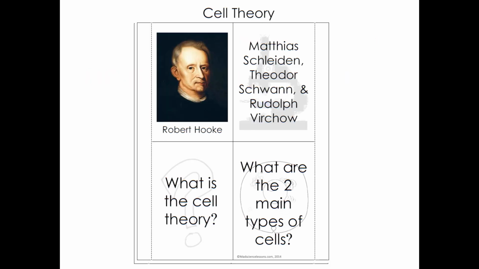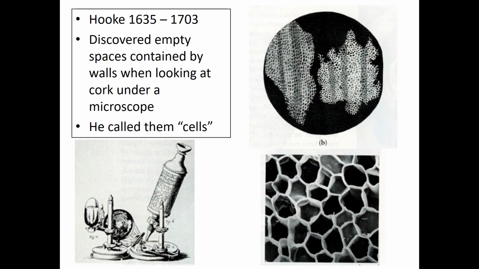So let's start going over the cell theory. This guy here in this picture, his name is Robert Hooke. Hooke lived from 1635 to 1703, and he's the one that first invented the microscope. He looked at a piece of cork under his microscope, which you see a picture of down here at the bottom, and he noticed that the cork looked like it had these little rooms or little spaces in it, and he called those cells. So he's the one that first coined the term cells.